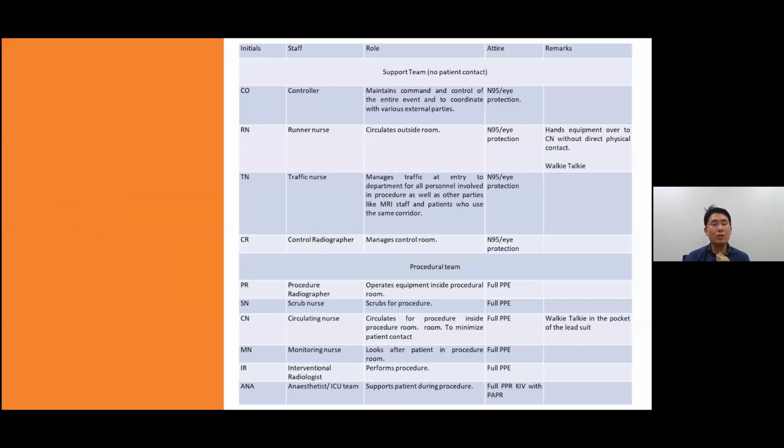As you can see, it's no longer just 1 doctor, 2 or 3 nurses, 1 radiographer, that's it. We have people to coordinate everything. The controller is very important. There are multiple parties that work here. Everything needs to be clear. And you have nurses, additional nurses and radiographers.